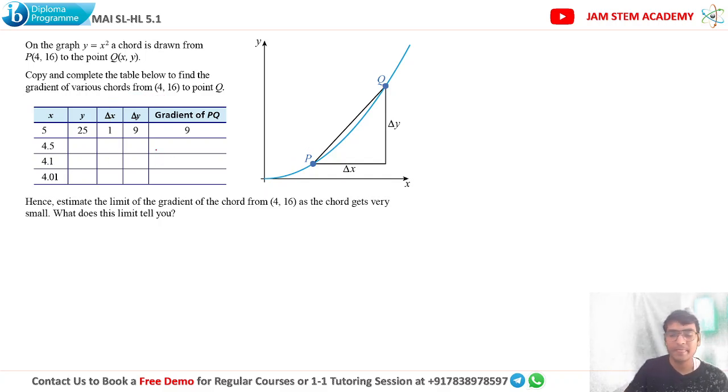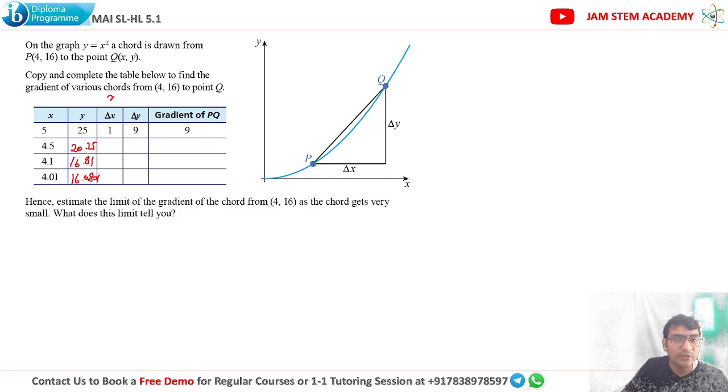Fill the table. Here the x values are already given. We can use y equals x squared to find the corresponding values of y. Put x equals 4.5, 4.1, 4.01 to get the values of y here, right? You can do that using your calculator also. Once you get these values, like 20.25, 16.81, and 16.0801, and so on.